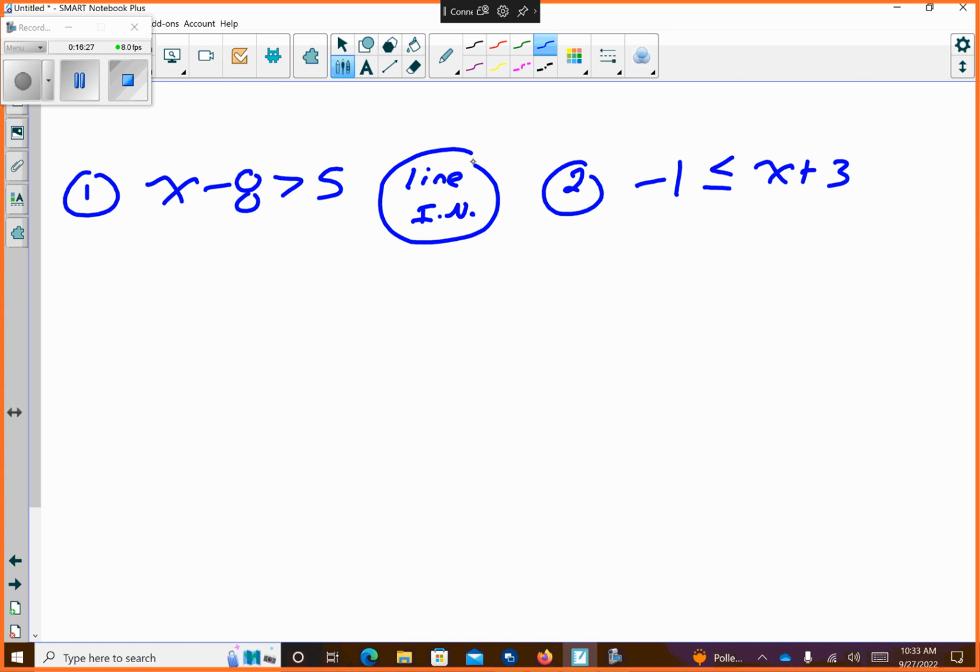Hold it up, let me see. Could be. Although, is 8 plus 5 12? And remember, you gotta put 0 always on the number line.